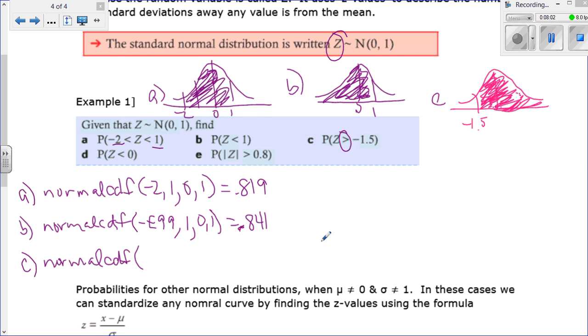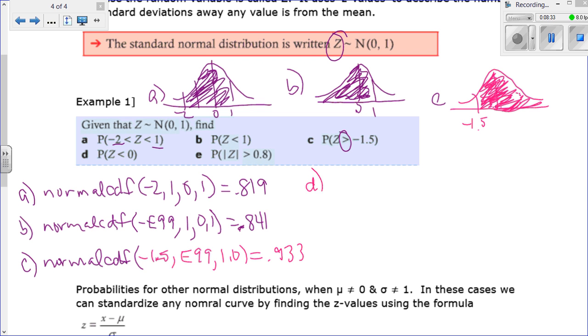It's everything greater than -1.5. So my lower bound is -1.5, but I don't really have an upper bound, so we do positive E99. And then I do 1 and 0. And when I do that, to 3 sig figs, it's 0.933.